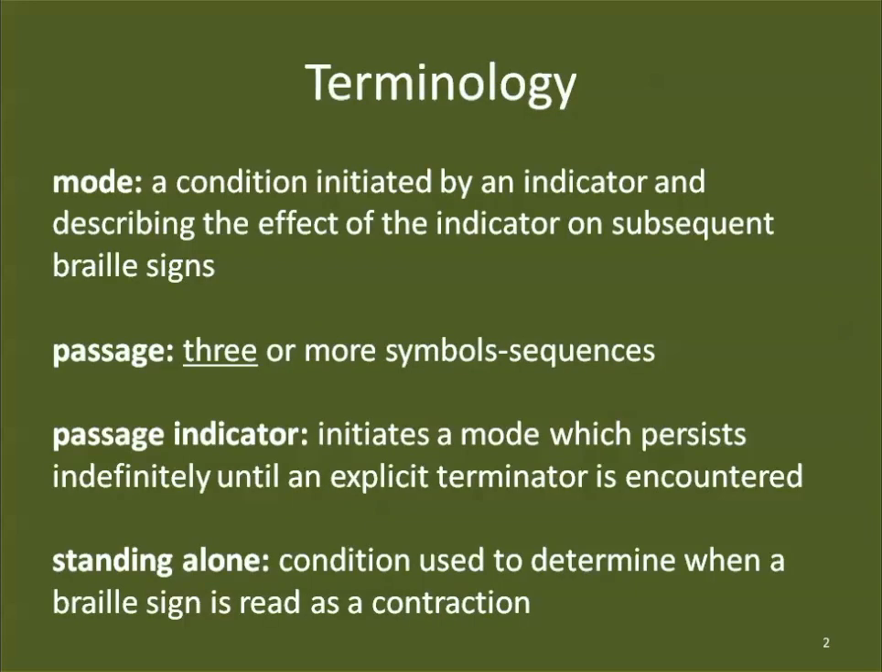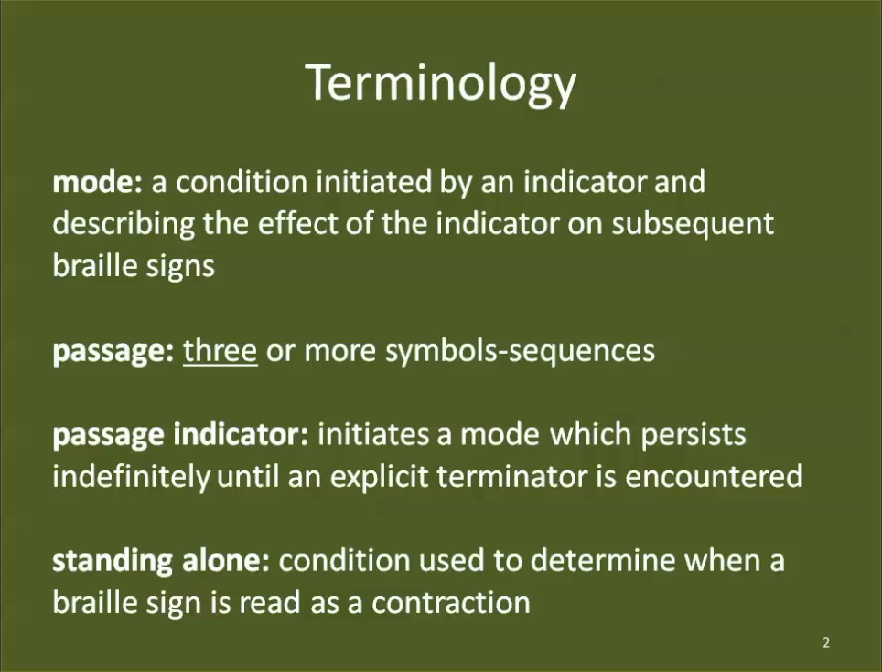First, some more terminology. I just mentioned mode, and I just want that term to fall on your ears for now. We'll talk about this later in the second half of this video. It's a condition initiated by an indicator and describing the effect of the indicator on subsequent Braille signs. That's very fancy language for saying we're going to put an indicator in front of something to mean read the next cell or cells in a certain way, as opposed to another way. So, as I said, we'll be talking more about that later.